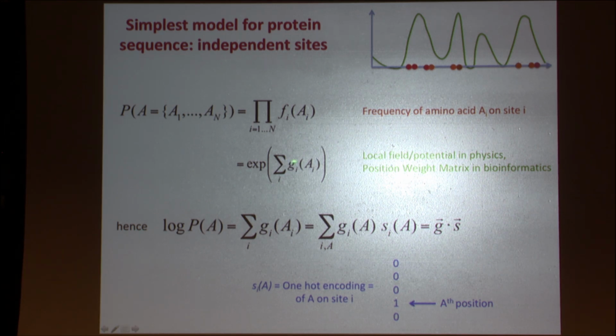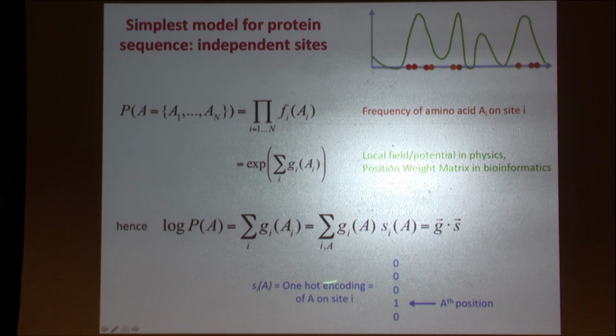So for people accustomed to statistical physics, you know about the Ising model. I think you all know about the Ising model. You know also about the Potts model. The Potts model is just a generalization to more than two symbols. And this is exactly what you would get for a local field, without any couplings between the sites, for a Potts model. Okay, so the log probability is just the argument of the exponential here, just the sum over sites of g_i(A_i). And that I can rewrite in a slightly different way.